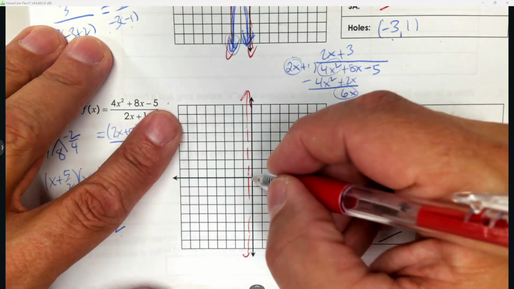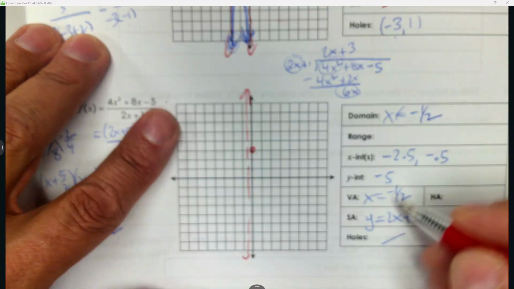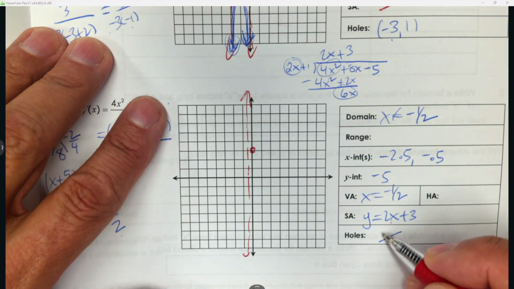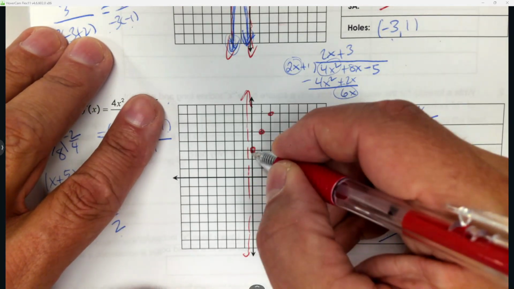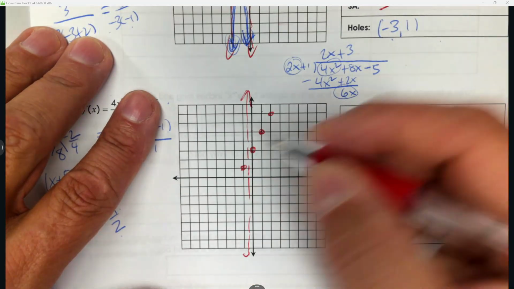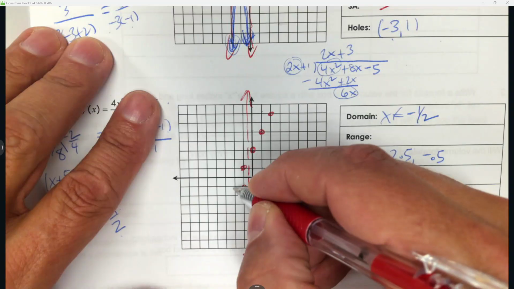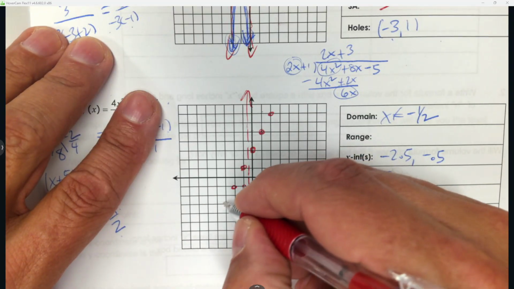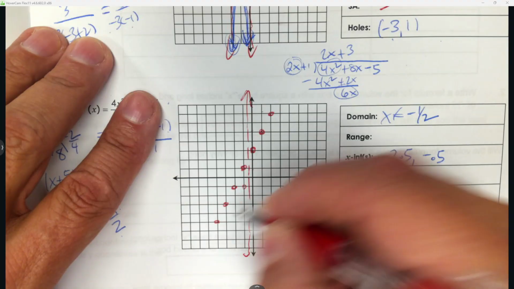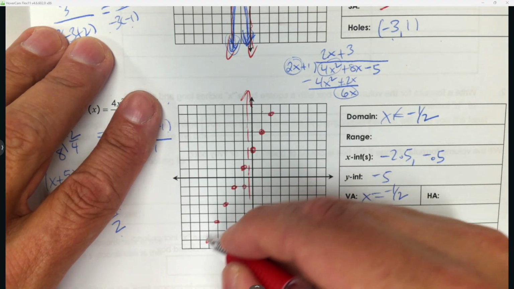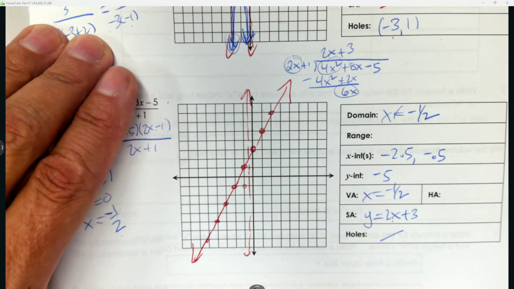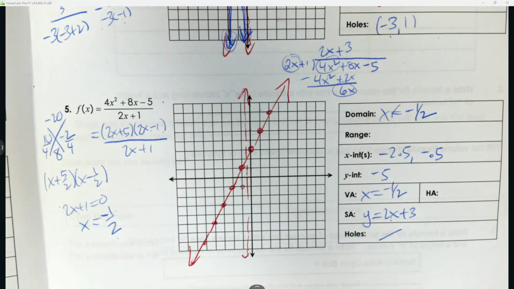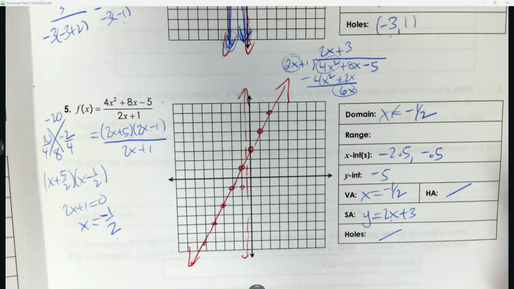So I'm going to start at 3, and then I'm going to go up 2 and over 1. So up 2 and over 1. All right, so those are my lines. One slanted, one is vertical. I don't have a horizontal or a hole.